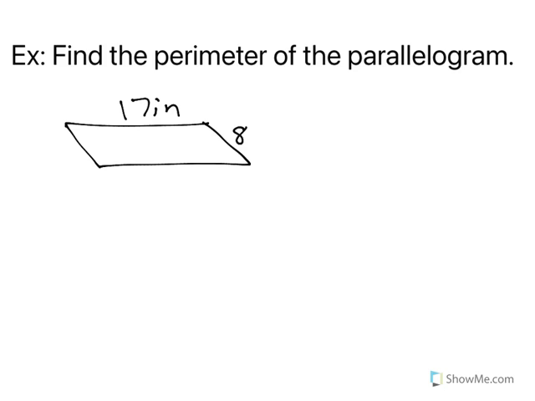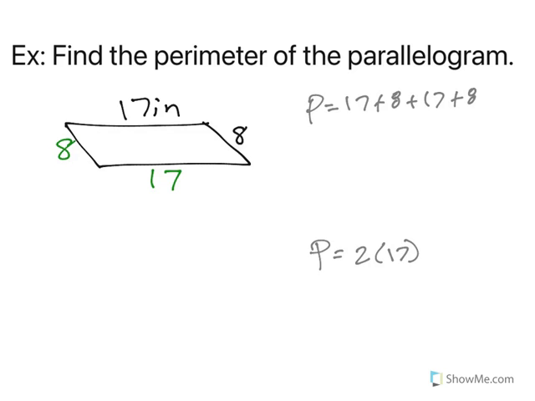We'll notice that the top length is 17 inches. The right side is 8 inches. Because of the properties of a parallelogram, if the top is 17, the bottom is 17. If the right side is 8, the left side is 8. So you can do this one of two ways. You can say 17 plus 8 plus 17 plus 8. You could also say 2 times 17 plus 2 times 8.